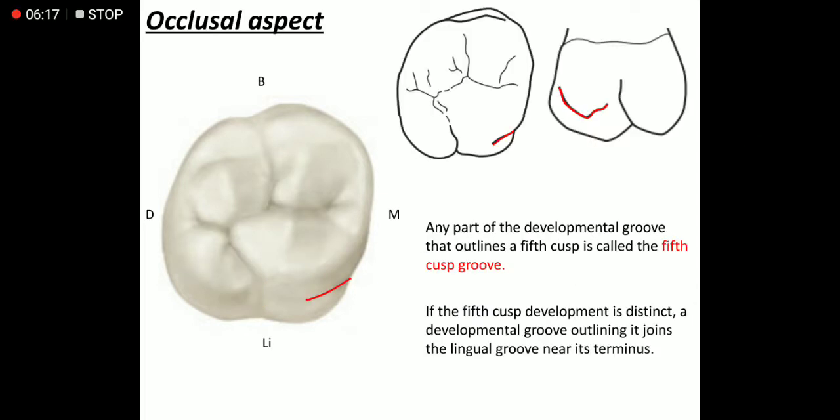If any groove is present along the fifth cusp, then it is known as the fifth cusp groove. If this groove is prominent enough, then we will see that it ends somewhere near the end point of the lingual developmental groove.